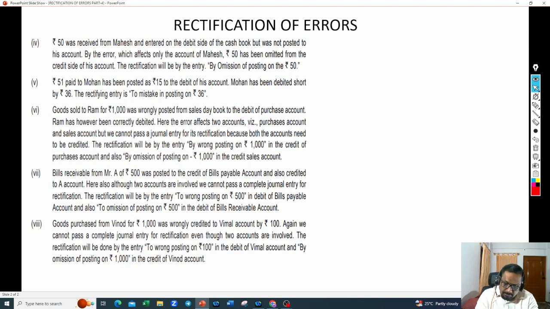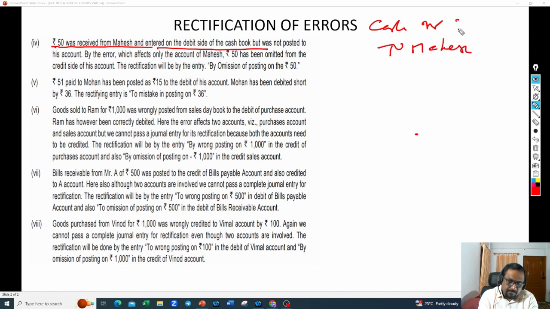Now, here you see, 50 rupees was received from Mahesh. We received 50 rupees from Mahesh and entered on the debit side of the cash book. When we receive 50 rupees from Mahesh, what entry we write? Cash account debit to Mahesh account, 50 rupees. Are you agreeing with this entry?